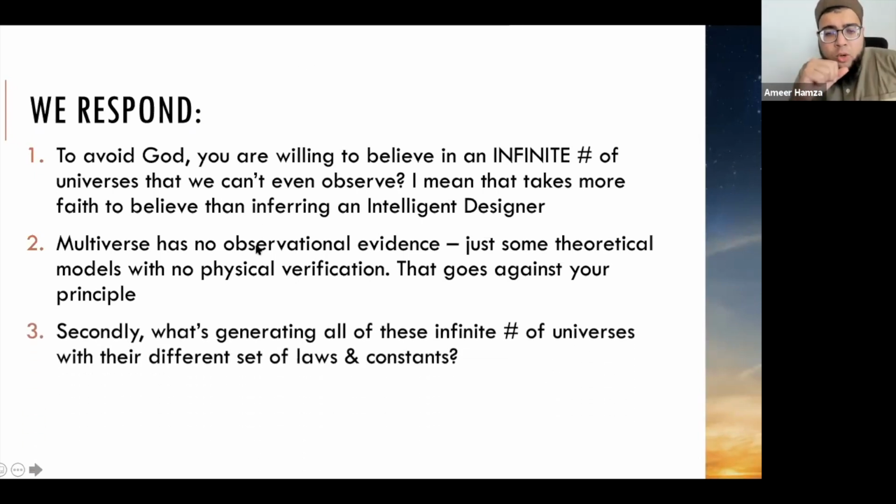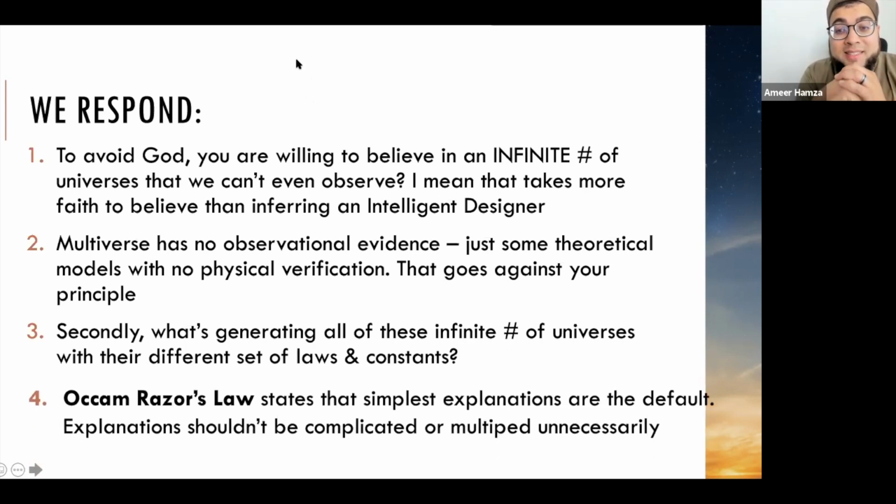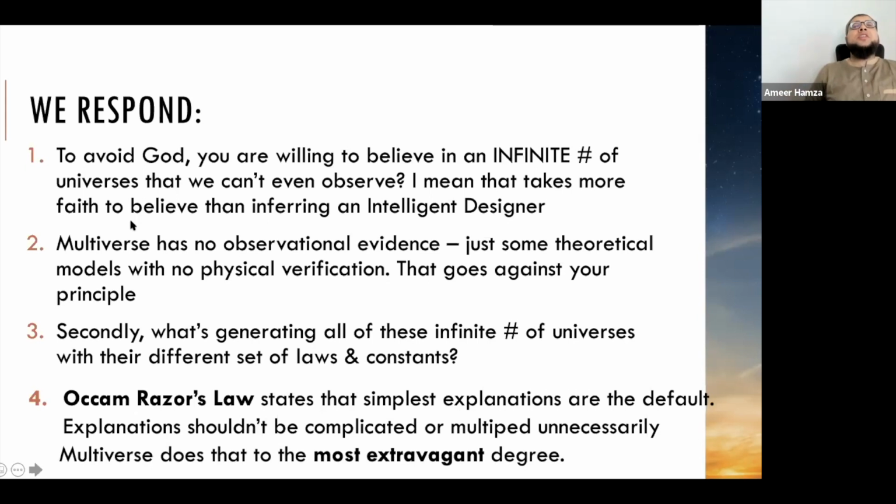Here's the third one. I should say thirdly, what's generating all of these infinite numbers of universes with their own sets of laws and constants? What is this universe-generating mechanism that's spitting out these bubble universes with their own laws and their own ratios? That has got to be a very profound, powerful entity. What is that? No response. Once again, the origin problems are fraught in naturalism. And of course, one of my favorite responses, Occam's Razor states that the simplest explanations are the default. Explanations shouldn't be complicated or multiplied unnecessarily, and multiverse does that to the most extravagant degree. I mean, look at this. Unreal what you will posit just so you can weasel your way out of it.